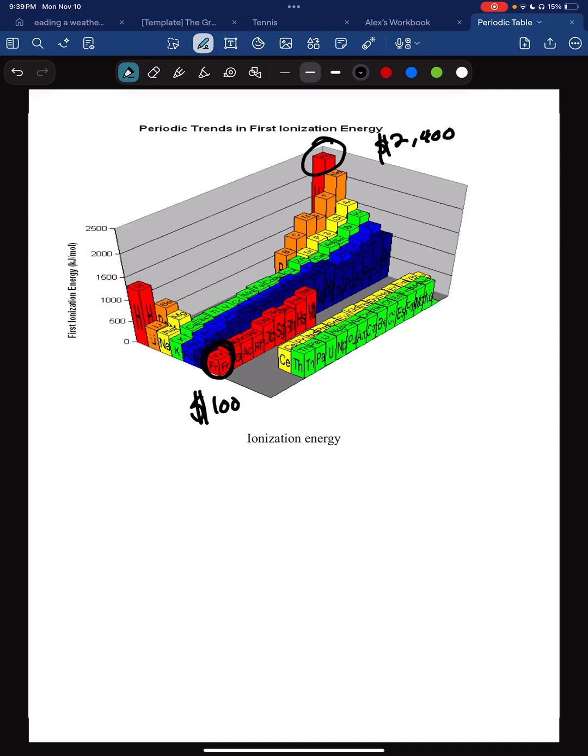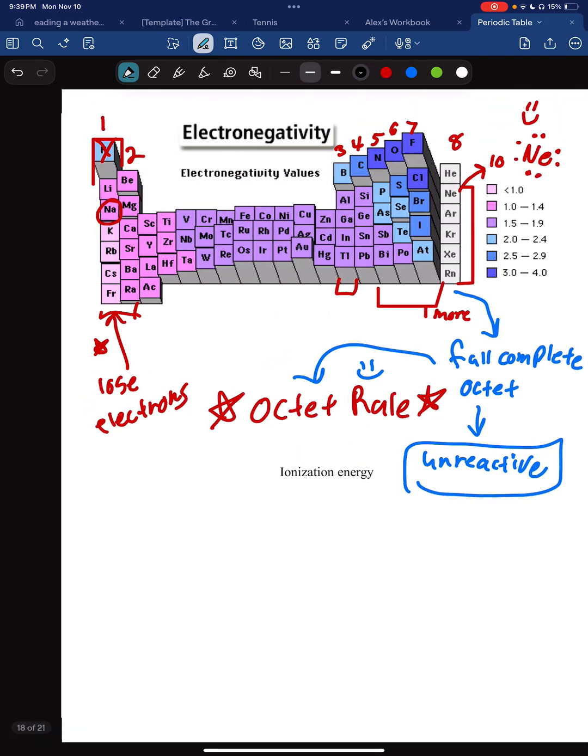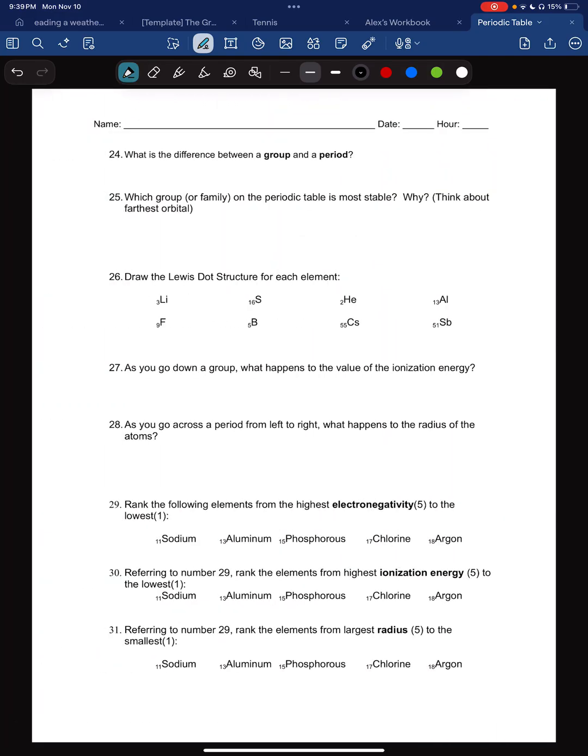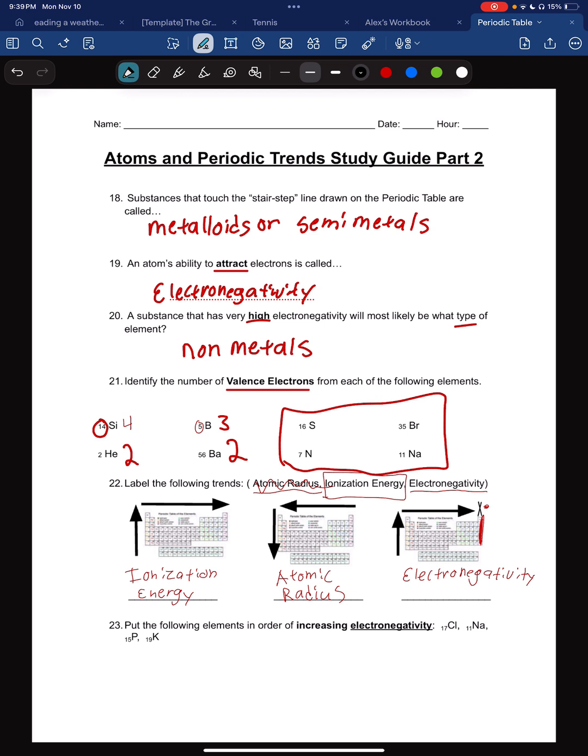So ionization energy here is all about cost. How much energy is it going to cost in order to take one electron away? All right, hopefully that makes sense for these. If it doesn't, like I said, please come and talk to me. I'm more than willing to help you.